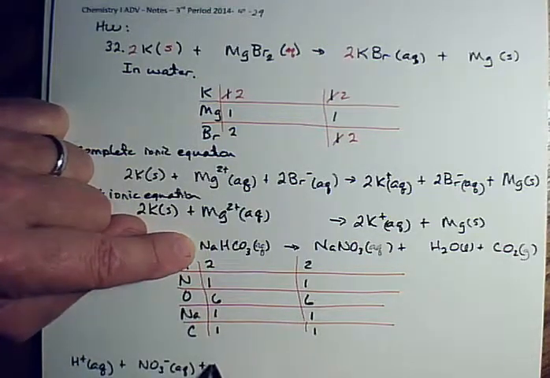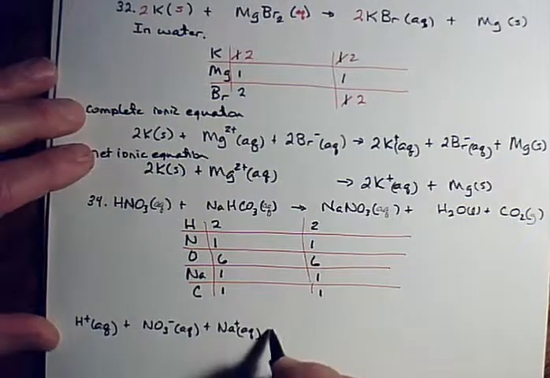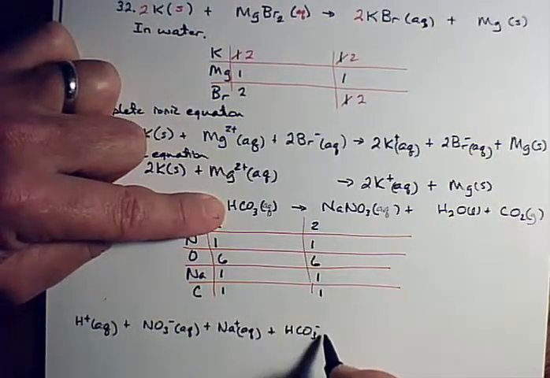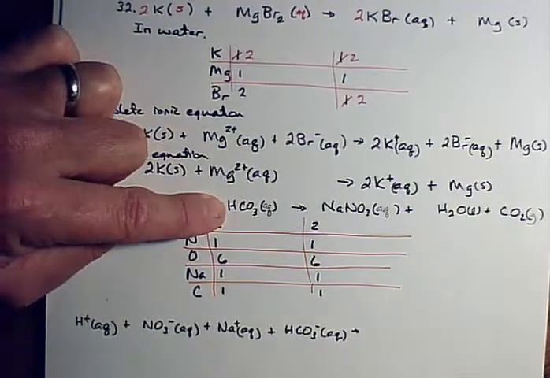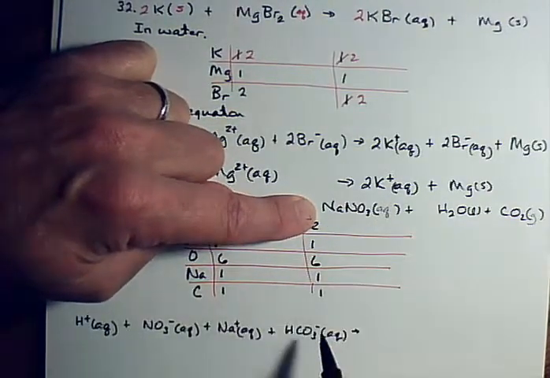Okay, so we've got a sodium here, which has a 1+ charge. Since this whole compound is aqueous, the sodium ion is aqueous. And you've got a bicarbonate ion. Okay, and over here we've got an ionic compound, and it's aqueous, so we're going to split it up.